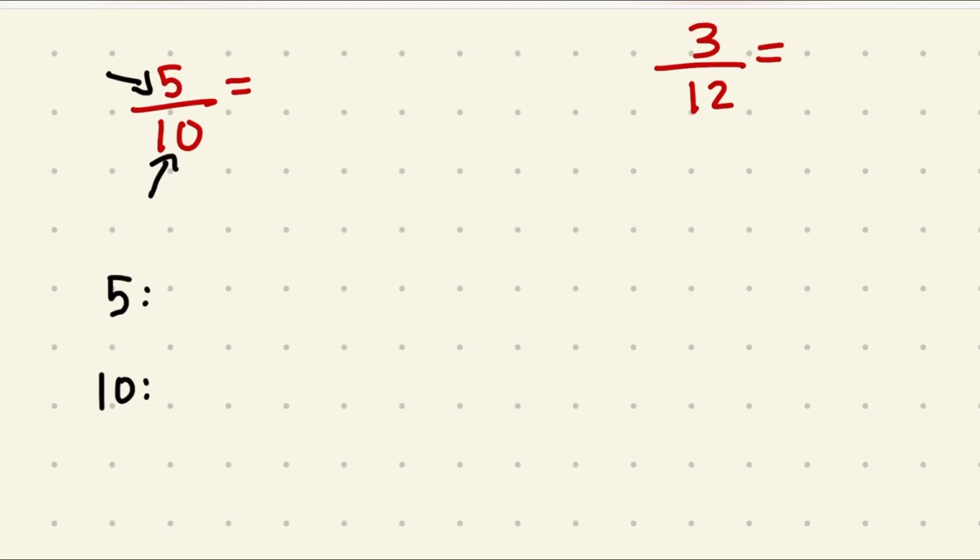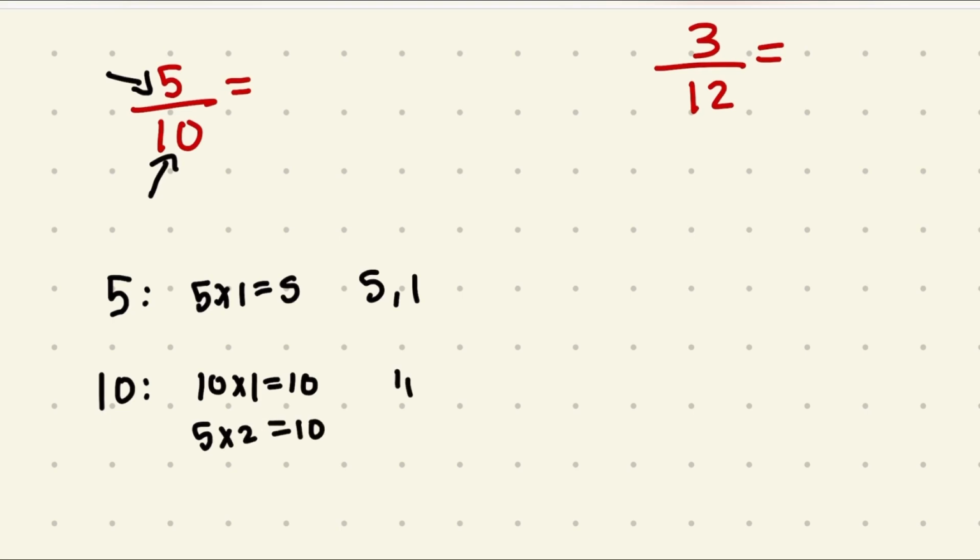Okay, so what are the factors that give us 5? 5 times 1 gives us 5, so the factors would be 5 and 1. You could also put them in order if that makes it easier. And then for 10, we have 10 times 1 gives us 10, and also 5 times 2 gives us 10, making the factors 1, 2, 5, and 10.